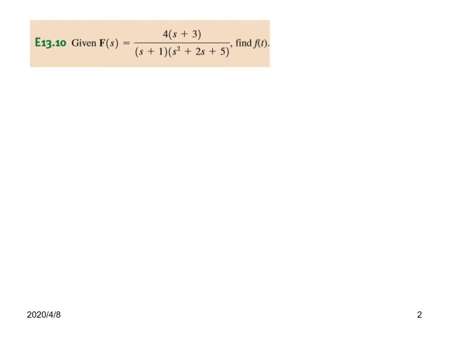(4s + 3) divided by (s + 1)(s² + 2s + 5). Now this factor is fine, but this is in the form of a quadratic equation, so we have to make it into simple form. Let's see how we proceed.